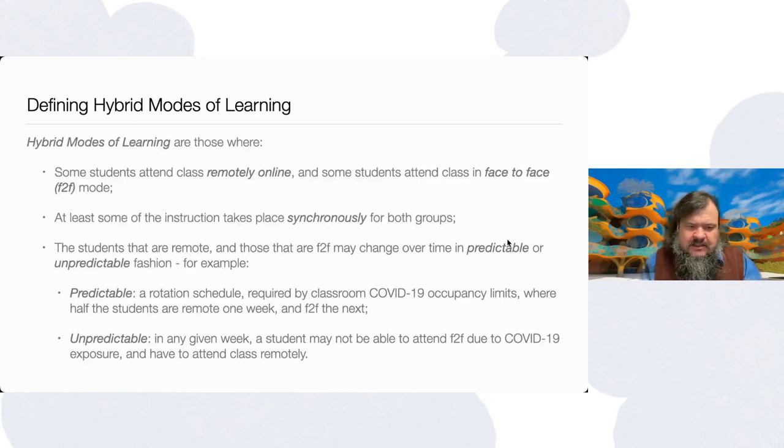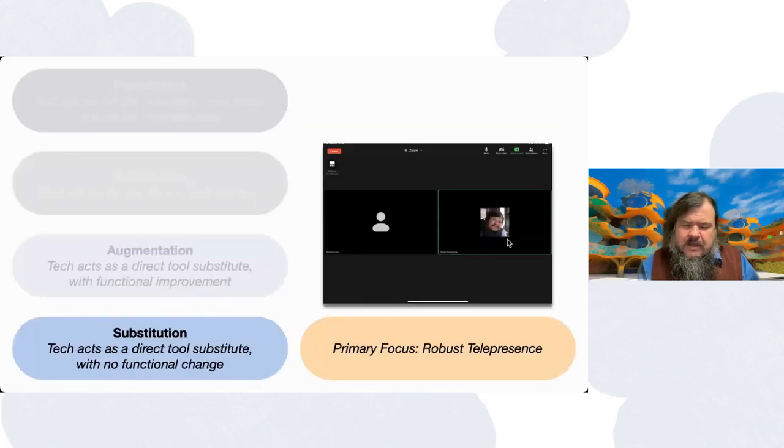And what we found is that there is a scaffolding that can take place so that we can look at this hybrid aspect and say, how do we use the technology to get the best results, the most mileage, out of what's going on? So let's use the SAMR model to help guide this process.